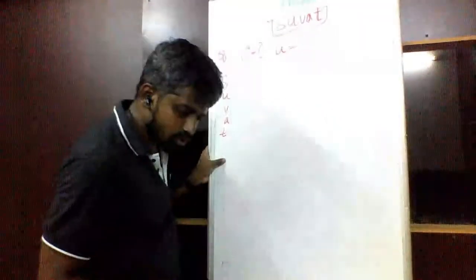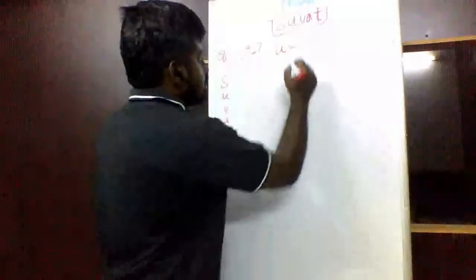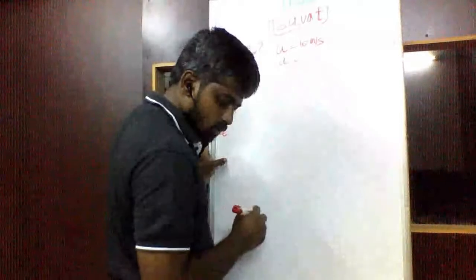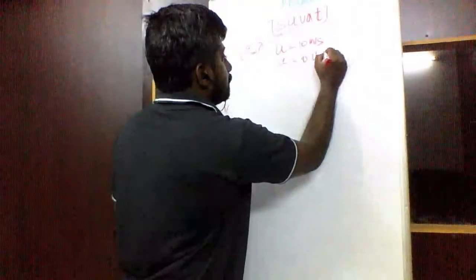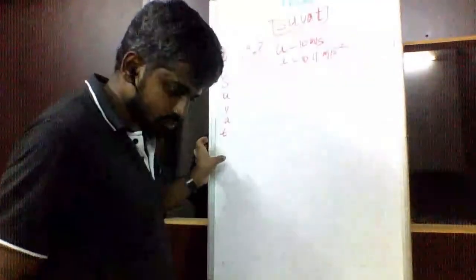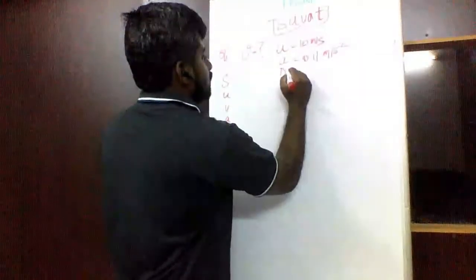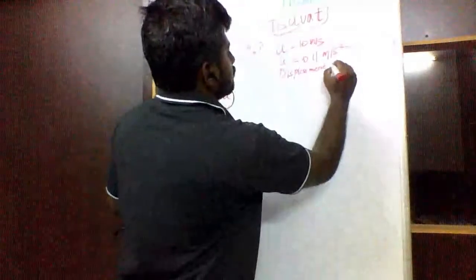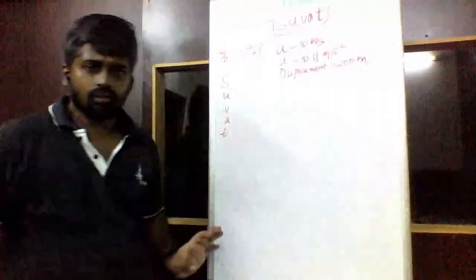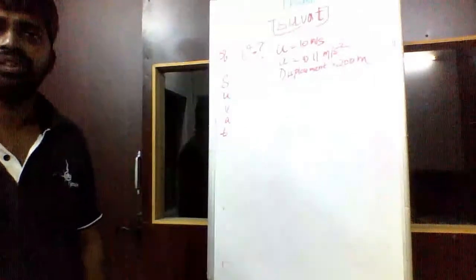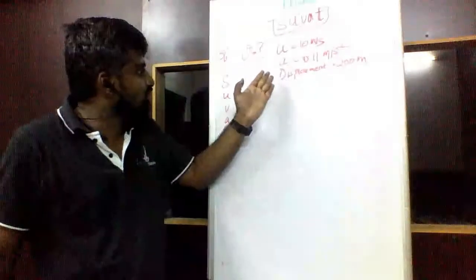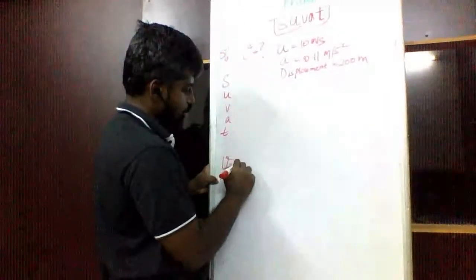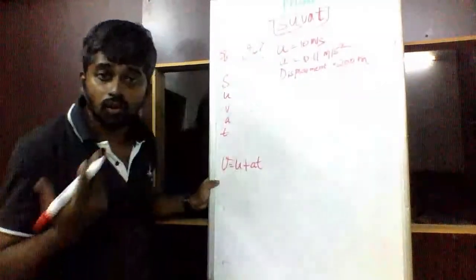What is U? Initial velocity is 10 meter per second. Acceleration A is equal to 0.11 meter per second square. Displacement is equal to 200 meter. Okay. Can we apply the first formula? U is given, A is given, S is given. What is the first formula? V is equal to U plus AT.